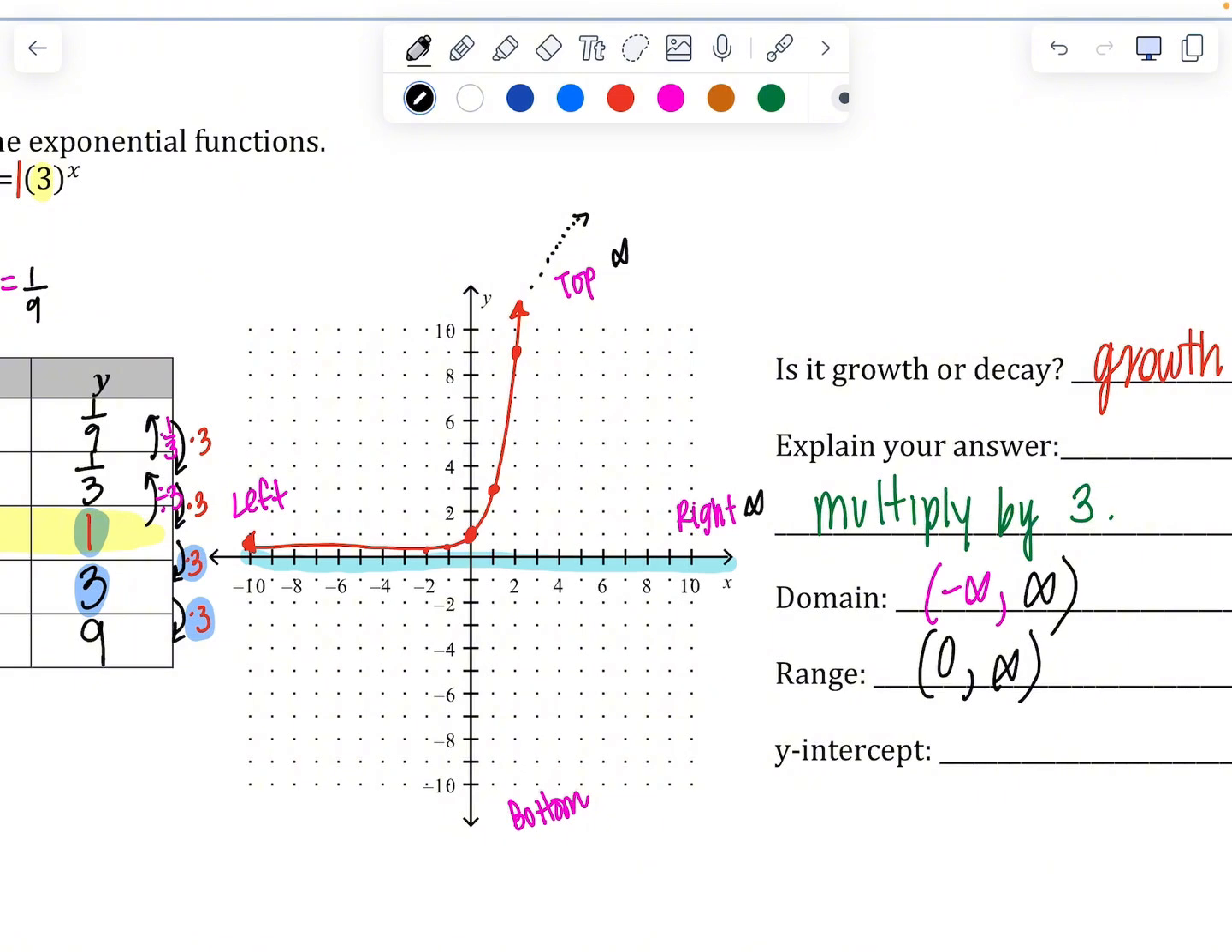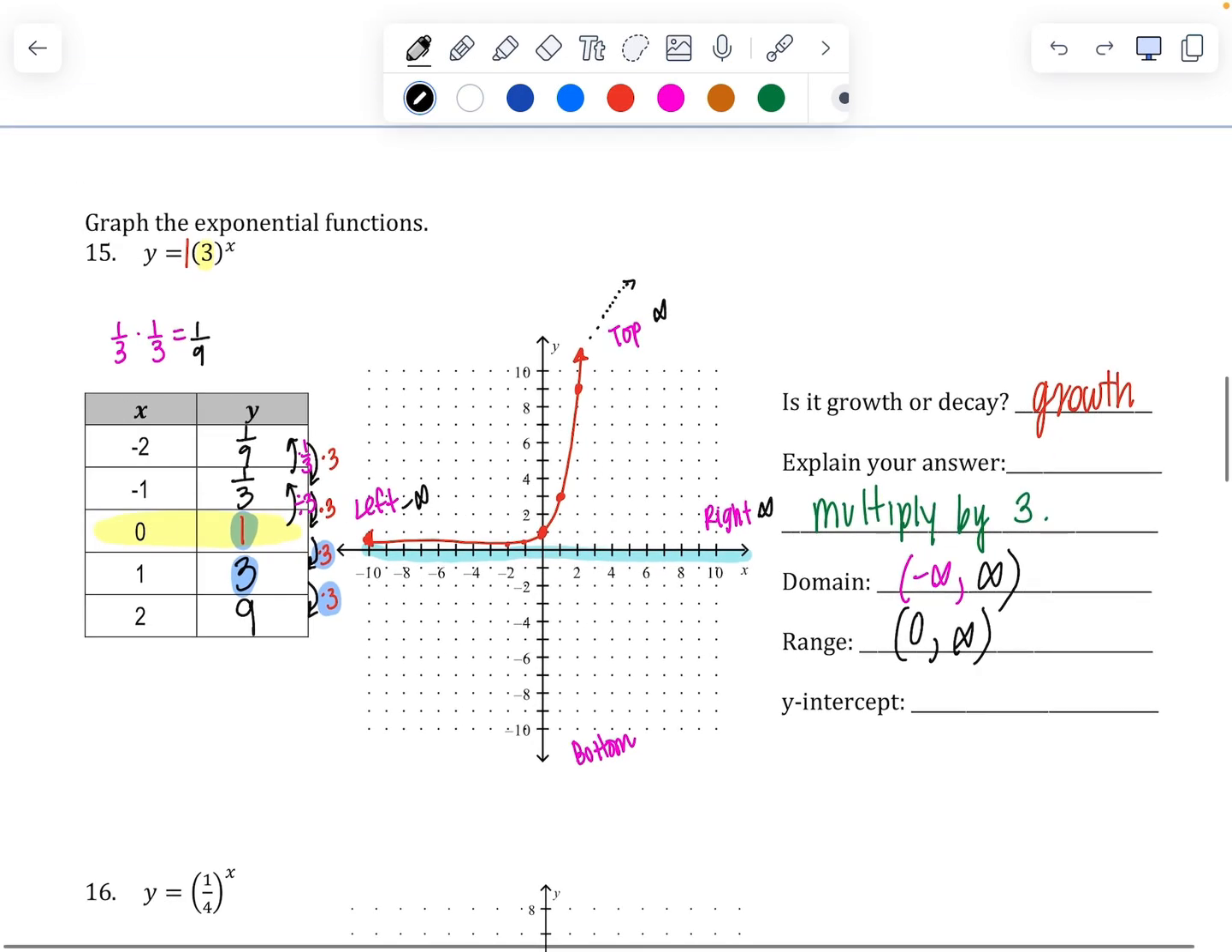All right. Okay, good. What's my y-intercept? 1. Are there any questions here? Exponential functions, we know that the domain is always negative infinity to infinity. The range varies depending on where you're at. Any questions? Are we ready for 16?